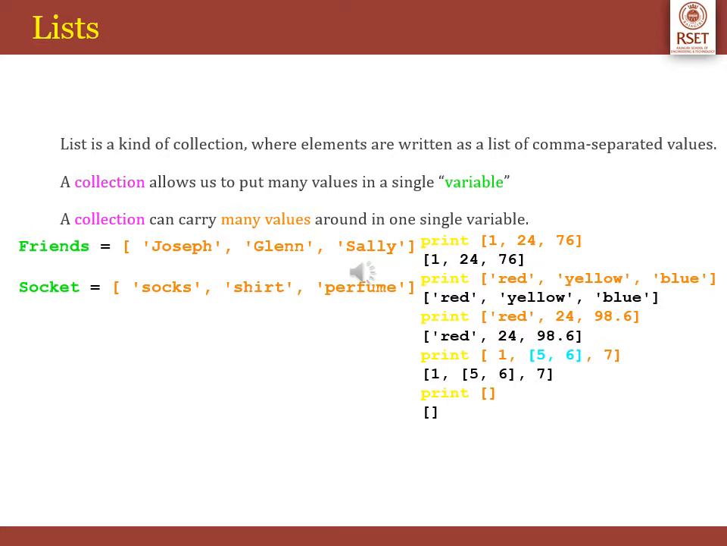as seen from the example. In the first print statement, you can see the list is a collection of integers. In the second one, list is a collection of strings, and in the third one, it is a collection of strings as well as numbers. And in the fourth one, you can see it is a combination of list inside list.